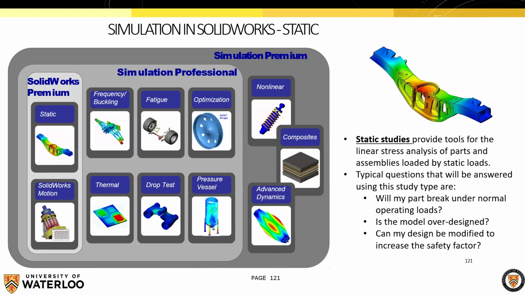So some of the questions you might ask yourself to determine what type of problem might require the simulation is, will my part break under normal operating loads? Or something like, is my model over designed? Okay, so is this table much stronger than it needs to be? To support a sheet of paper, yes, it is. To support potentially someone standing on top of the table to turn off the projector, maybe not. So it depends on the context of the problem. And can you modify the design to increase the safety factor? And I'll talk about what the safety factor means. You probably already have had exposure to that to some degree.